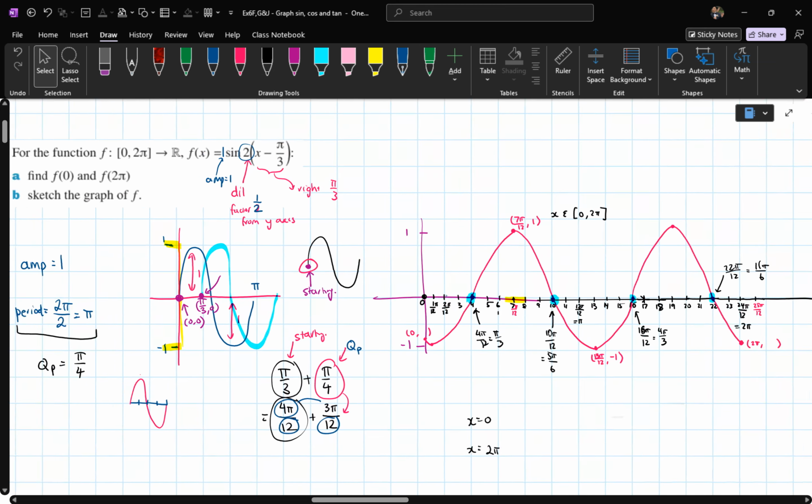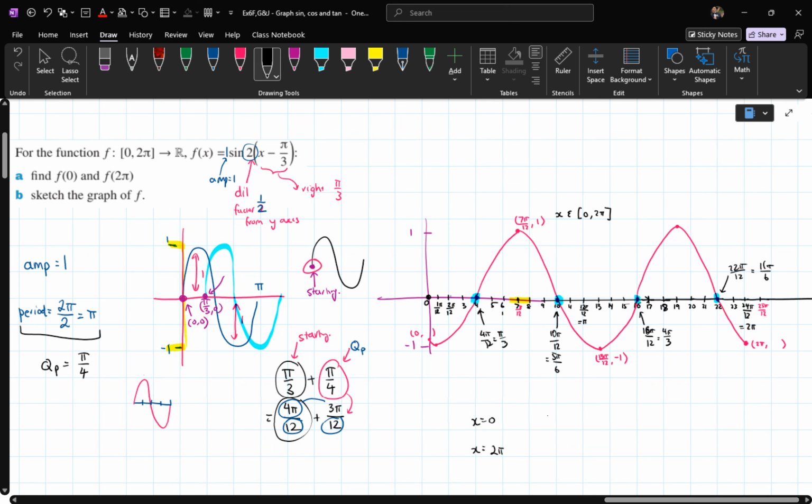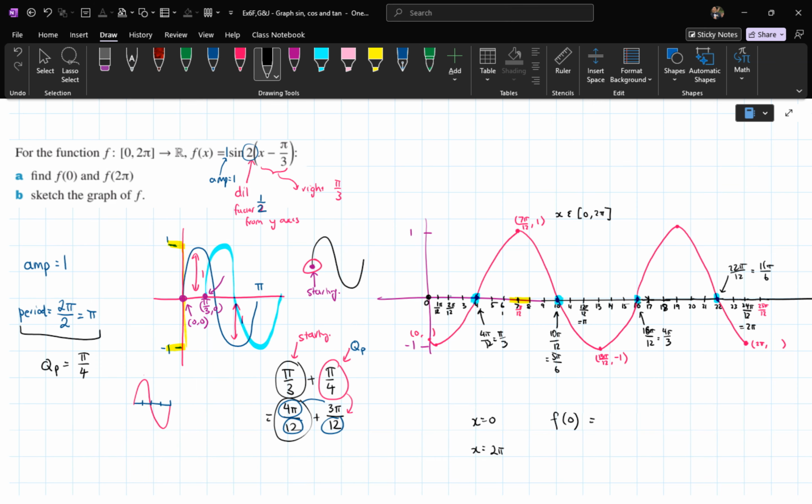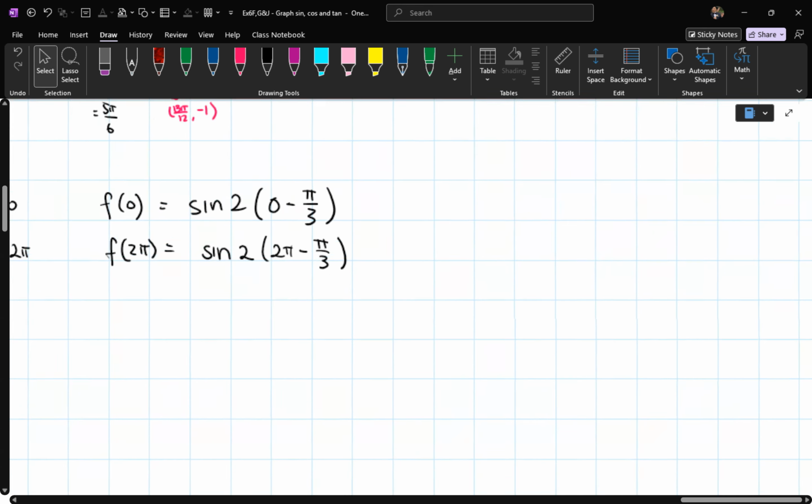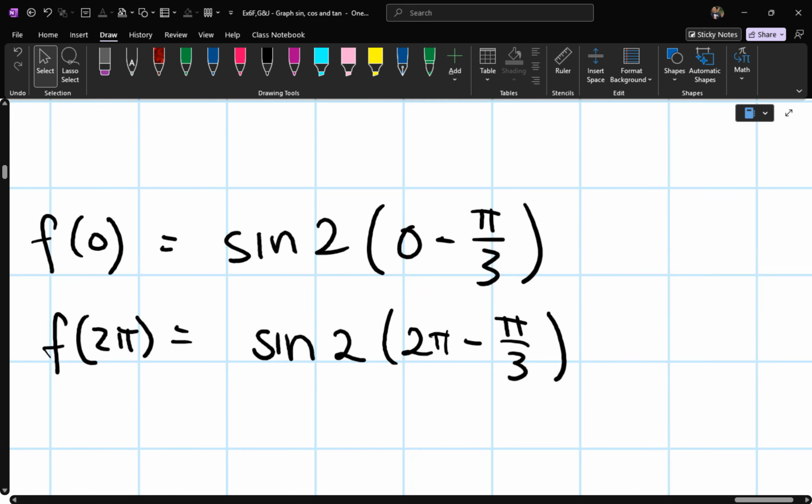So you sub that back into the equation. So f of 0 is equal to sine of 2 times 0 minus pi on 3. Use a calculator if you're not good with your exact values at this point. And same thing with this one. This is sine of 2 times 2 pi minus pi on 3. So you can use your exact values, or you can use a calculator to solve the endpoints there.